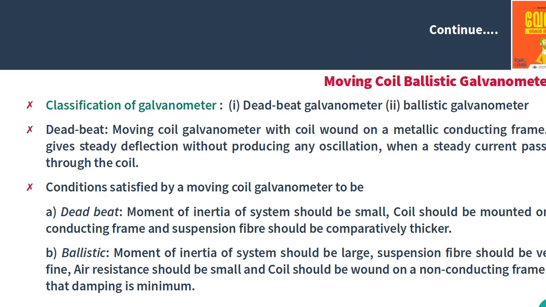So in order to attain the minimum damping, the third condition says that air resistance should be small and the coil should be wound on a non-conducting frame. So these are the conditions that should be satisfied by a moving coil galvanometer to become a ballistic, and the previous ones for deadbeat. And these are the conditions that we say to classify the moving coil galvanometer. So, moving coil galvanometer, one deadbeat galvanometer, one ballistic galvanometer. We are studying the ballistic galvanometer in this chapter.